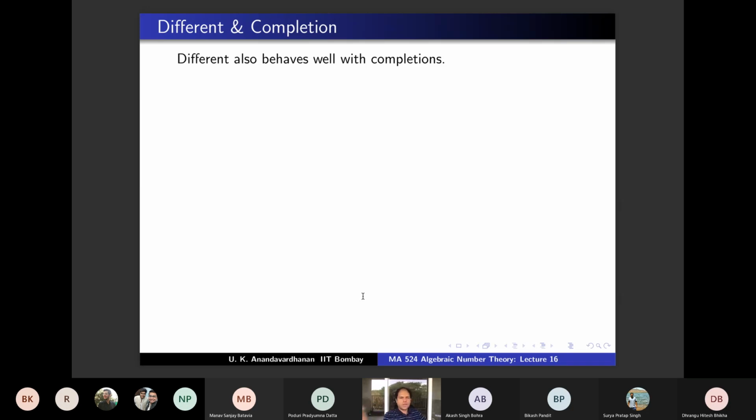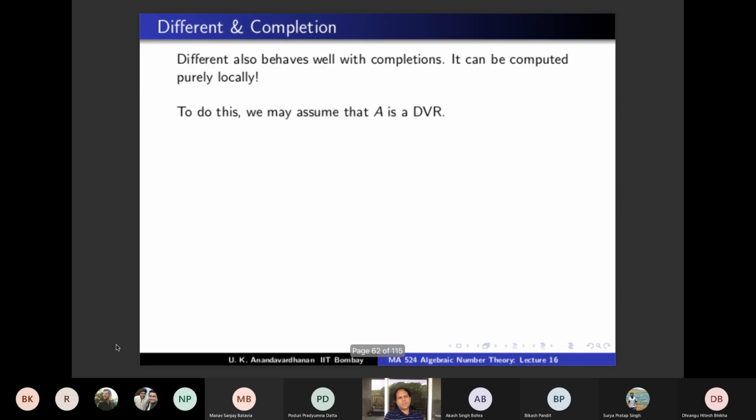So Q to Q_p, right? From Q we had p-adic numbers. So fix a prime ideal. With respect to that, you have an absolute value, and that absolute value gives you a metric. In that metric space you complete. And with respect to that operation also the different behaves well. So it can be computed purely locally. So to do this, you may assume that A is a DVR.